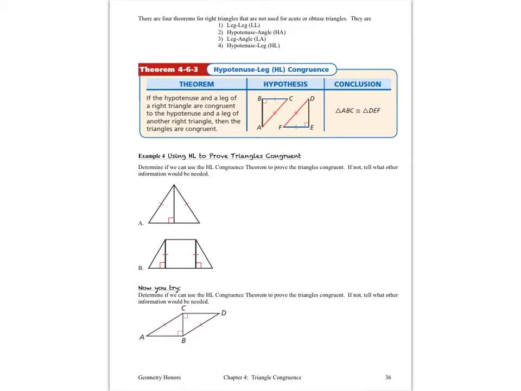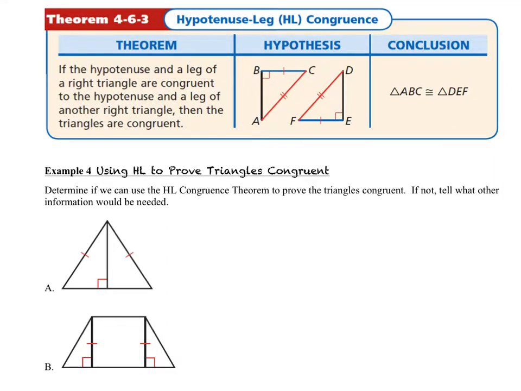There are 4 theorems that can be used for right triangles to prove congruence, and they're listed here 1 through 4. The one that we're going to be looking at is the hypotenuse-leg theorem. The hypotenuse-leg theorem says, if the hypotenuse and leg of a right triangle are congruent to the hypotenuse and a leg of another right triangle, then the two triangles are congruent.